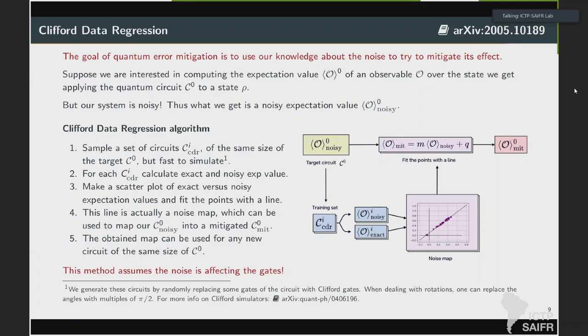The game at this stage is that you have a distribution of points. And this is representative of the noise. So what you do is to fit, for example, in this case with a line, a black line, and now you have a map. If you have a line, any new point you can map through the line, and if it's noisy in the input, you get the noiseless, I would say, the mitigated in output. So the game is, I have the target C0, I generate a set of Clifford data regression circuits, like I was mentioning. You plot the results, you fit them, and then you take again C0, you compute the noisy expectation value, and you map it into the mitigated. Is it clear?